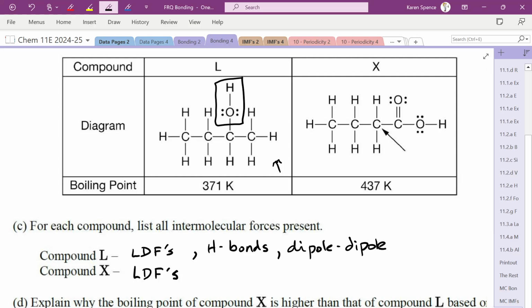Okay. Now, in compound number 2, we also have, what do we have? H bonds. And we also have dipole-dipole. Yes? No, you can have dipole-dipole without having H bonds. But every time you have H bonds, you will also have dipole-dipole. Okay?